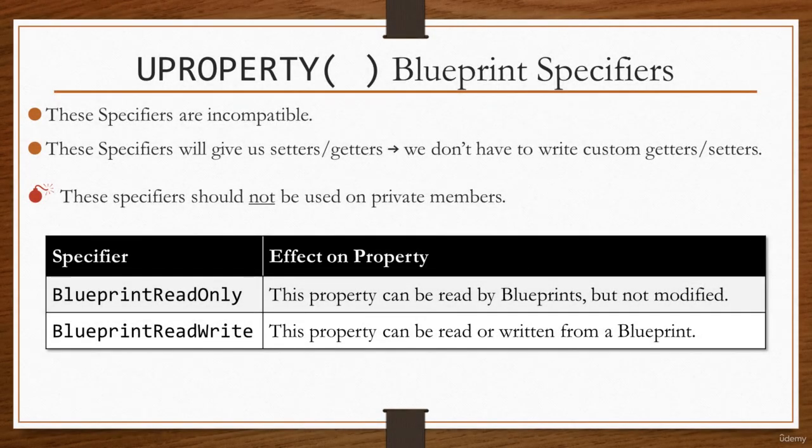A quick summary on the blueprint specifiers. We have blueprint read only. The property can be read by blueprint, so in other words we can get a getter to that, but we cannot modify that. In other words, we do not have a setter for that property. We also have the blueprint read write specifier, which allows the property to be read or written from a blueprint. In other words, we can get a getter or a setter for that property in the blueprint graph. Now, these specifiers are incompatible. In other words, we will use one or the other, but not both. These are really handy because if we use those, we don't have to write custom getters and setters for those properties.